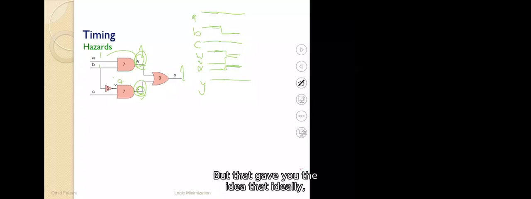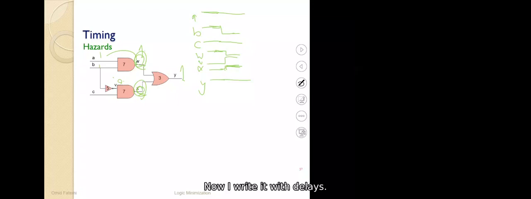But that gave you the idea that ideally, just pay attention to me, ideally this circuit in this situation should stay on 1 because A and C, both of them are 1. So regardless of B, which is 0 or 1, the output should be 1. Do you follow me? This is the function of the circuit. The function of the circuit is a multiplexer. So if both of the inputs are 1, regardless of the select, either 0 or 1, the output should be 1. Ideally, we would like it to be 1 at all times. But this is something that doesn't happen.